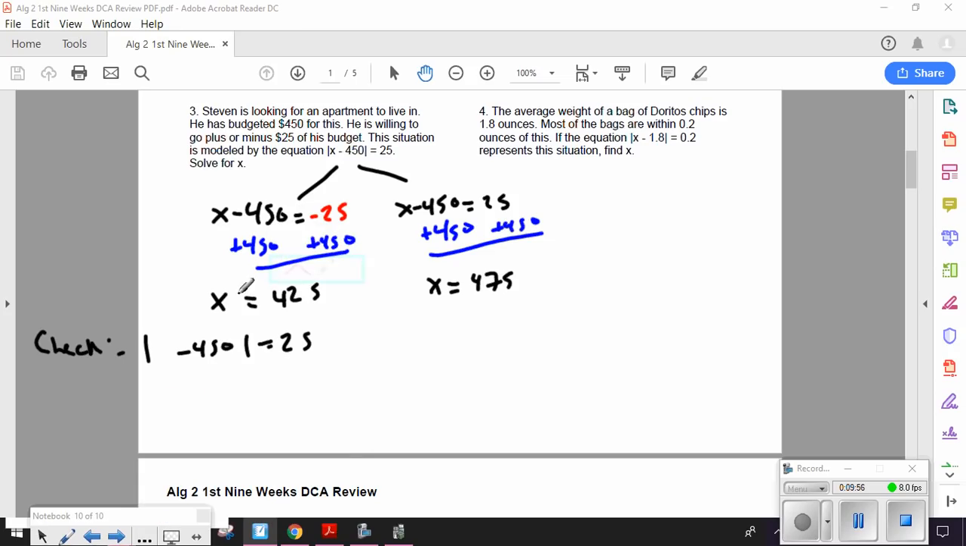So 425 was the first one. 425 minus 450 is negative 25. The absolute value of negative 25 is positive 25. Oops, too many 25s. So this checks out. This is a solution.